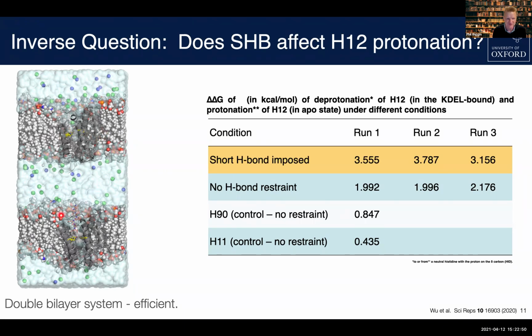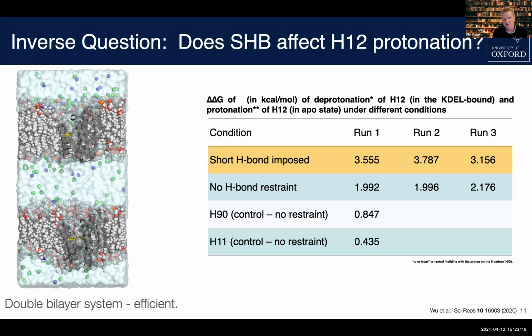We actually do 2 free energy calculations in the same simulation box, and this gets around a lot of problems. So essentially, we're deprotonating H12 when the KDEL is bound. You might be able to just about see the pink KDEL bound here in this system. So we're going to deprotonate H12 in this system, but at the same time, we're going to protonate H12 in the apo state, which is up here. And the reason we do this is it's quite efficient.